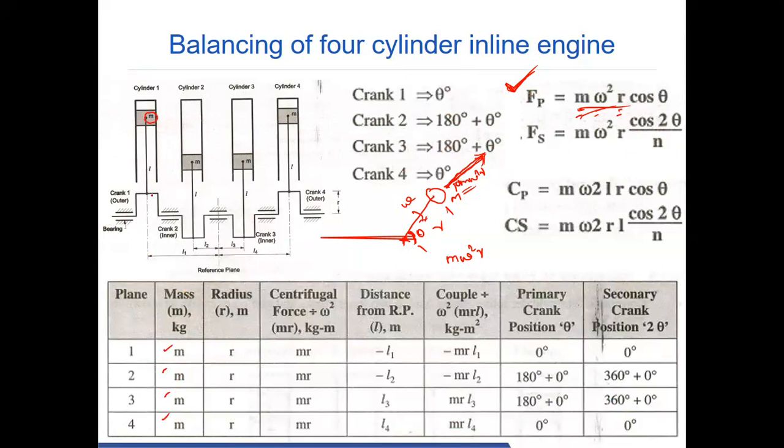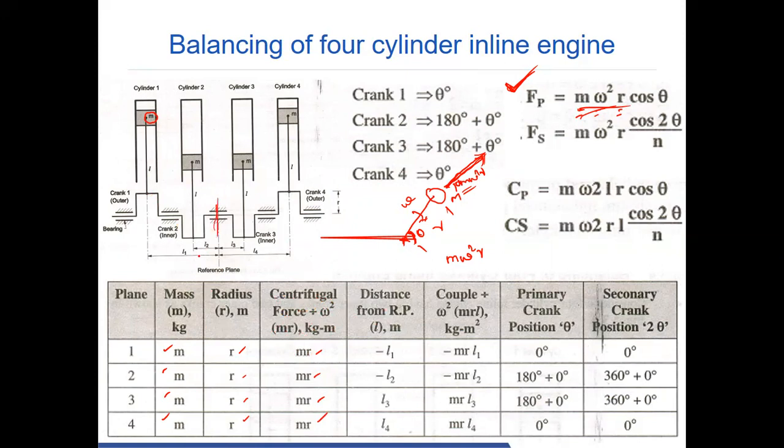Radius: all the cranks have the same radius, so the radius is r. So this is the centrifugal force. Actually, centrifugal force is m omega squared r. Since omega squared is constant for all, we are taking only mr. So this is the centrifugal force divided by omega squared. And we are taking the reference plane here.